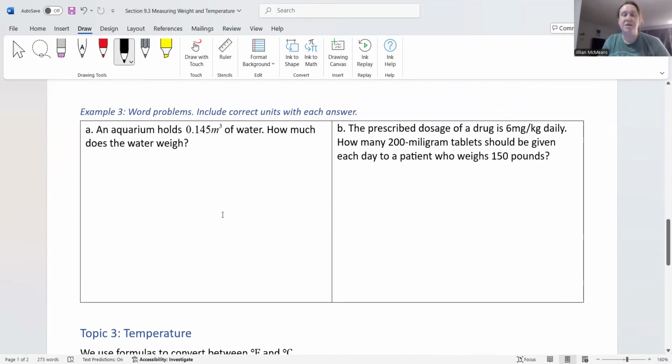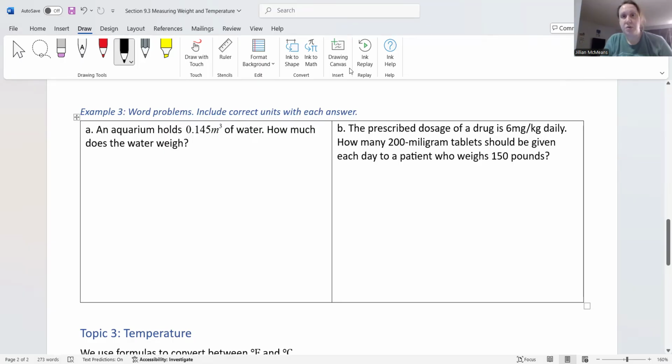All right, example three, it says word problems, include correct units with each answer. All right, so first up it says an aquarium holds 0.145 cubic meters of water. How much does the water weigh? Now, when it comes to liquids, you do have to be careful because, believe it or not, different liquids have different weights. This one is very specific to water. We know an approximate weight for water. Now, if we were talking about milk or orange juice or some other kind of gooey fluid, it would be different. But for water, we have conversions for that.